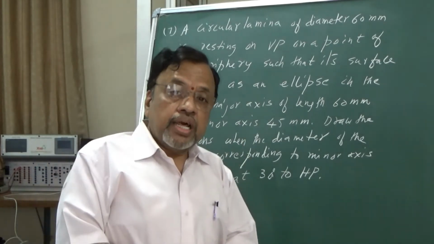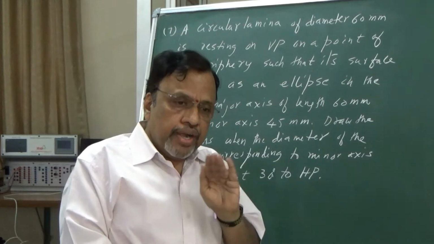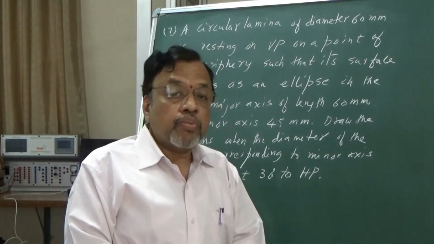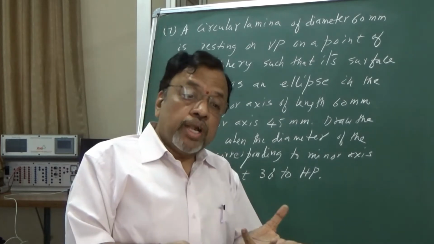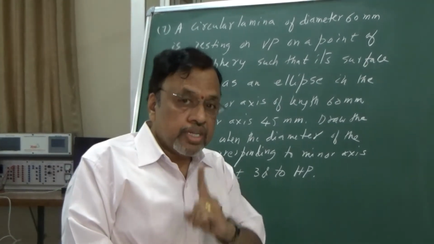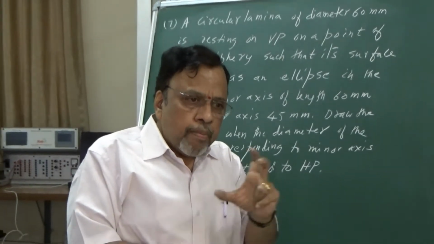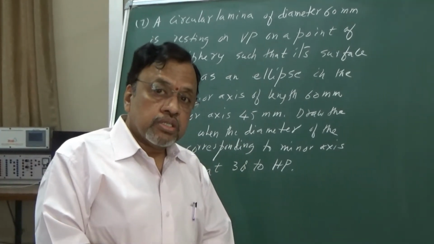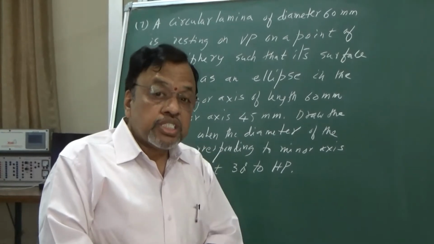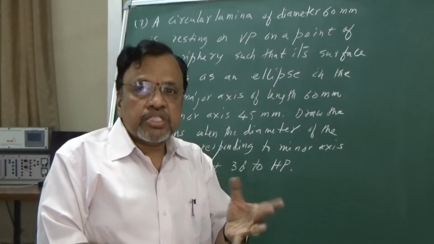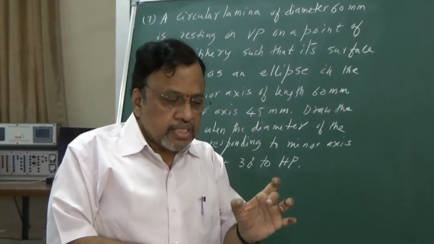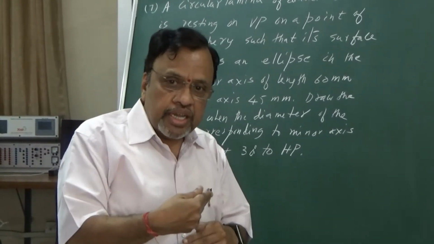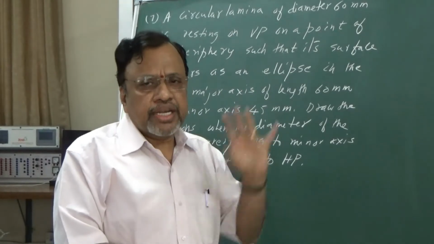If that circular lamina of 50 mm is inclined to a particular plane, it will be seen as an ellipse. Ellipse of what dimensions? An ellipse has a major axis and a minor axis. Tell me what about the major axis? The major axis has to be equal to the diameter of that particular circular lamina, whereas the minor axis should correspond to the surface inclination to a particular plane. Okay, let us do this problem.